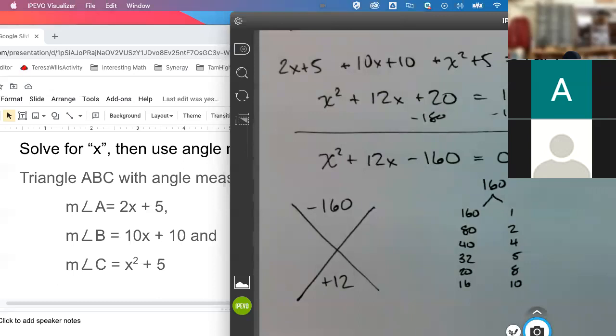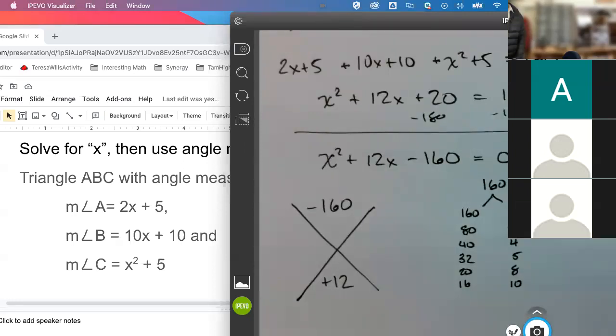If you finished the warm-up, you're welcome to move on to the package in front of you. It is a review pack to help you prepare for the test 1 week from today. On the bottom right.